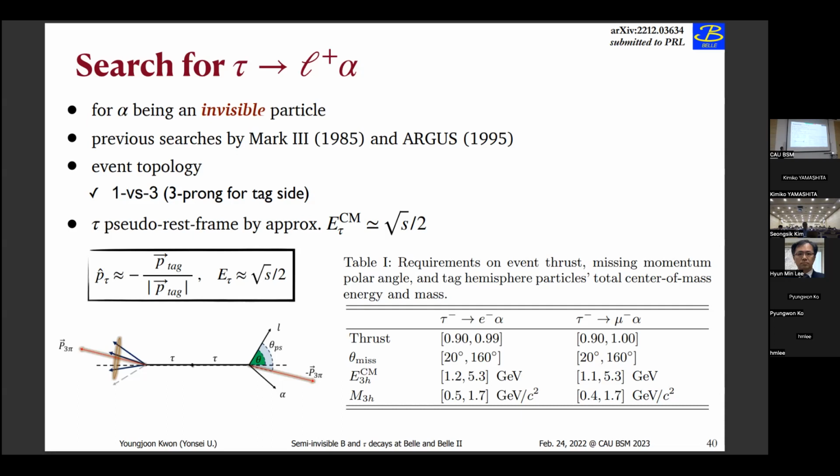Then even with the missing neutral particle, we can measure this L alpha by using the recoil mass or the lepton momentum in the signal side. And these are the variables. Okay, so this is the idea. The signal tau momentum cannot be measured because of the missing alpha particle, but still using this tagging information, we can approximate the direction of the signal tau as opposite to the direction of the tagging tau. And energy must be constrained to half of the CM energy.